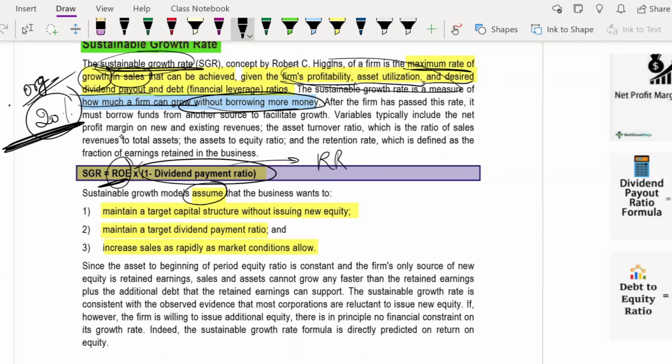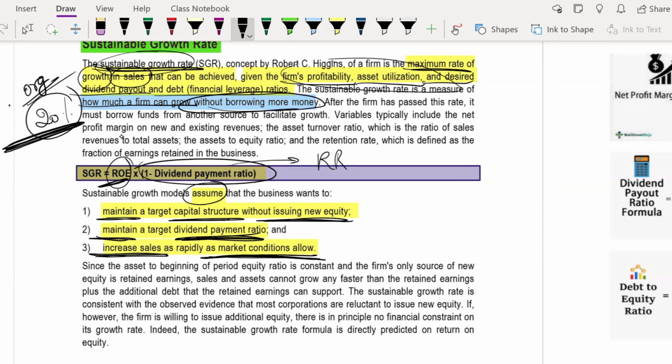The first assumption is that you will maintain the same capital structure without issuing new equity. You will not issue new equity and you will maintain the same capital structure. You will also maintain a dividend payout ratio and there will be no changes in that. And your increase in sales will be as rapid as market conditions allow. So as much as your market condition is allowing, you will increase your sales accordingly. So there's no change in capital structure, no change in your dividend payout ratio.